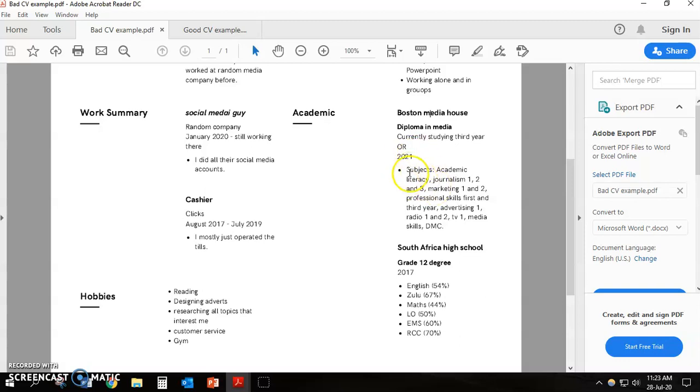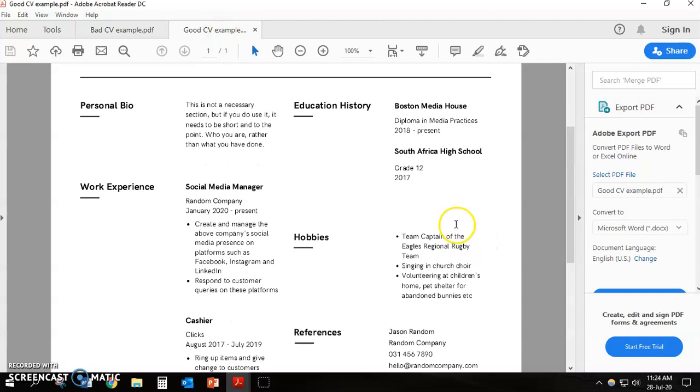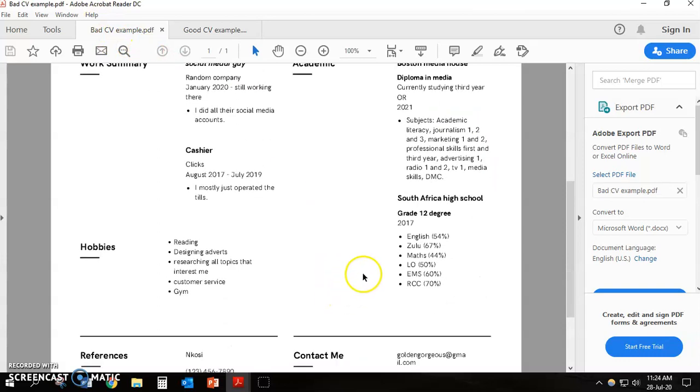And then this person has listed every single one of their subjects. So great that you did academic literacy, but unfortunately most employers will not know what academic literacy is, nor will they know what DMC is. A lot of these subjects are meaningless. Maximum what you can do is here. You can have a little section underneath this present. You can say major subject, journalism, elective subjects or minor subjects, and then you can list your 1 or 2 minor subjects if you want to highlight that.